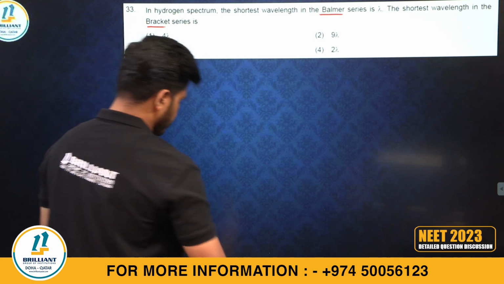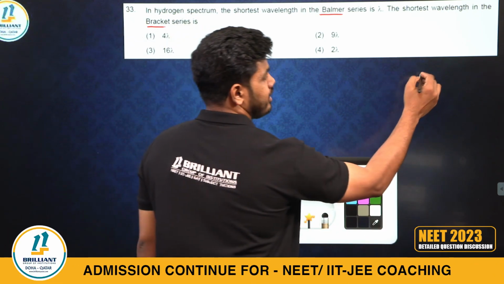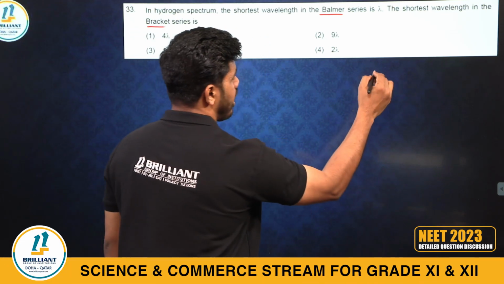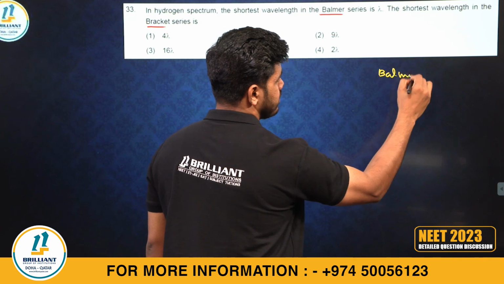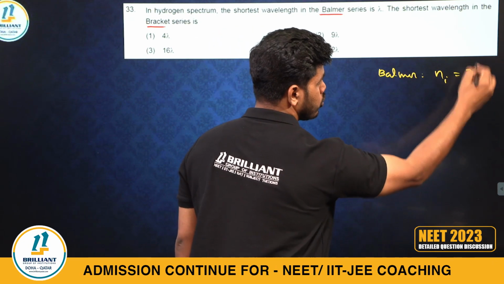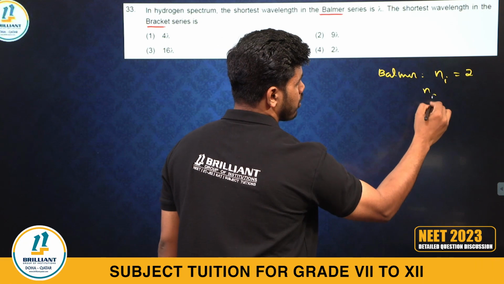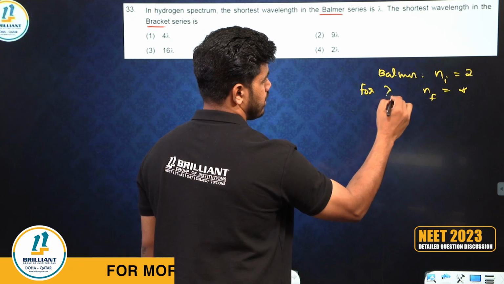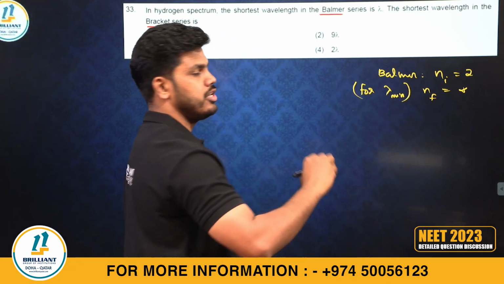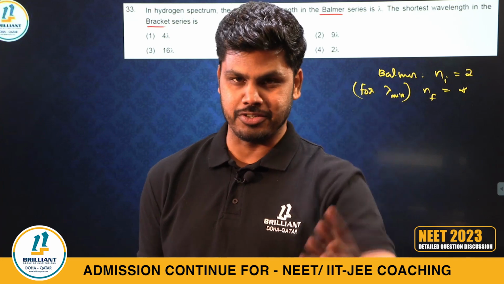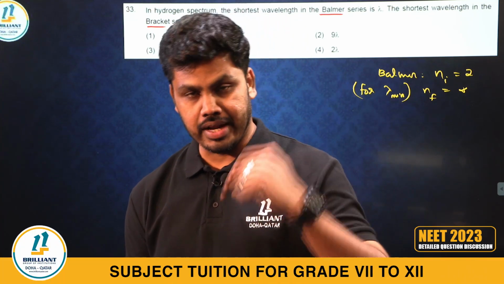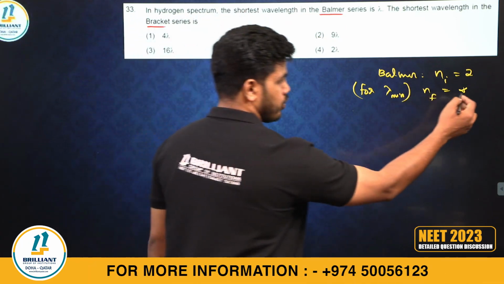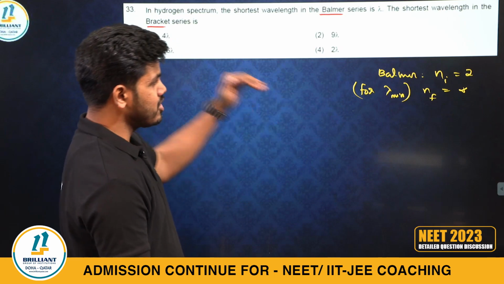See, the shortest wavelength is always obtained when the electron comes from infinity to the initial orbit, right? So for the Balmer series, the initial orbit is equal to 2 and the final orbit is equal to infinity for the shortest wavelength. We know lambda minimum is for maximum frequency, maximum energy. Maximum energy transition is when the electron comes from infinity to the initial orbit. So nF is equal to infinity for the Balmer series, shortest wavelength.